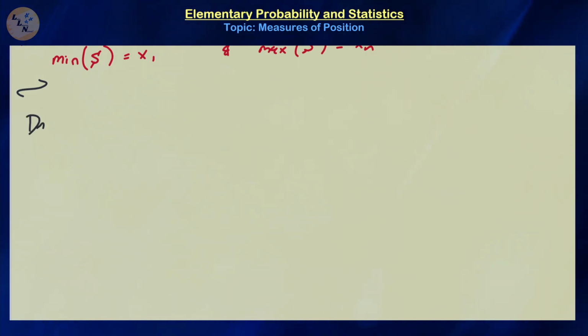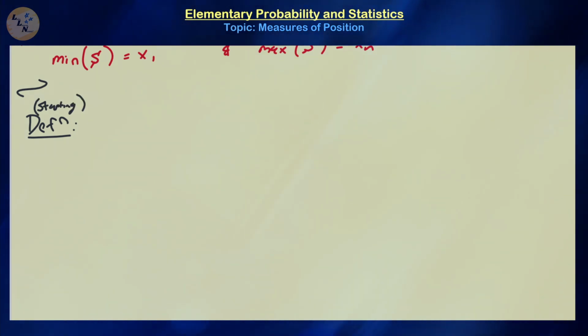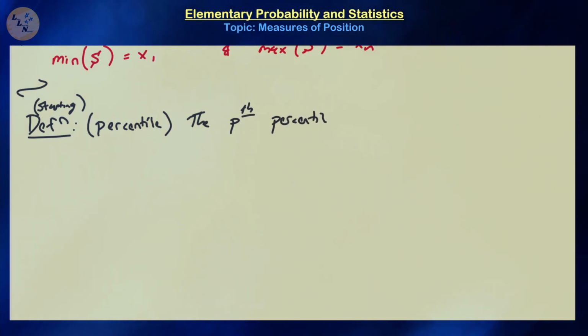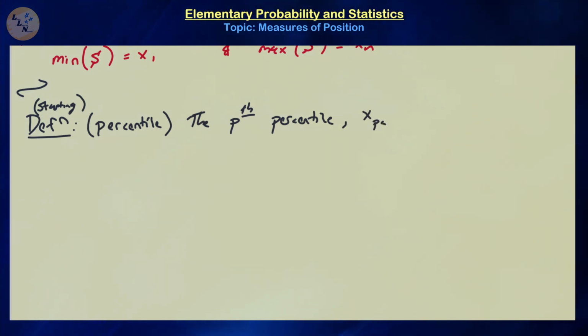So let's give a starting definition. This isn't going to be the final definition we're going to have, so I'm just going to call it a starting definition because I want you to think about this definition as I go through the derivation of it. And this is going to be the definition of a percentile. So we're going to define the pth percentile. When I say the pth percentile, I mean like the first percentile, second percentile, 34th percentile, 100th percentile, something like that. And we're going to be denoting it by x sub p percent. So p percent is a subscript for x.